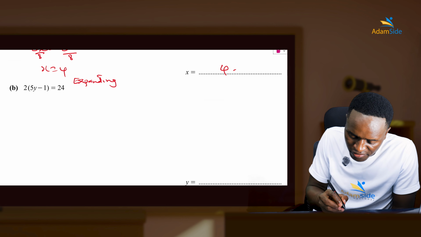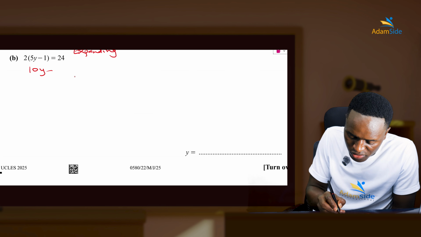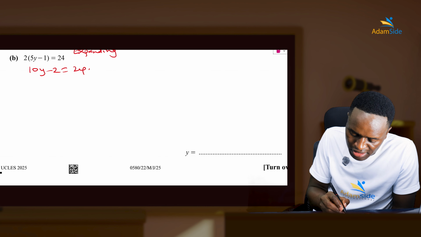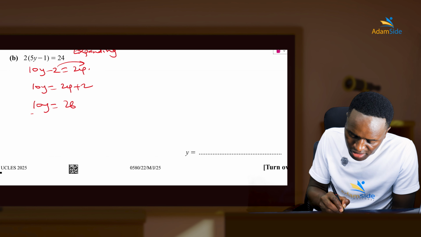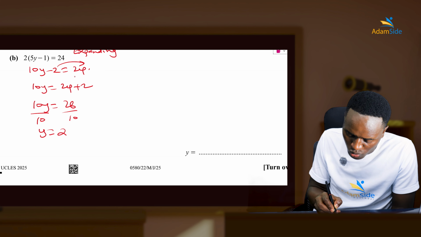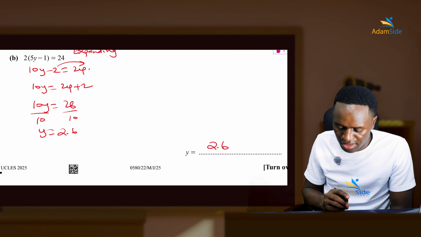Say 2 times 5, you get 10y minus 2 is equal to 24. Collect like terms. 10y is equal to 24 plus 2. Take negative 2, the other side becomes positive. So 10y is equal to 26, divided by 10 on both sides. y is 2.6. Correct.